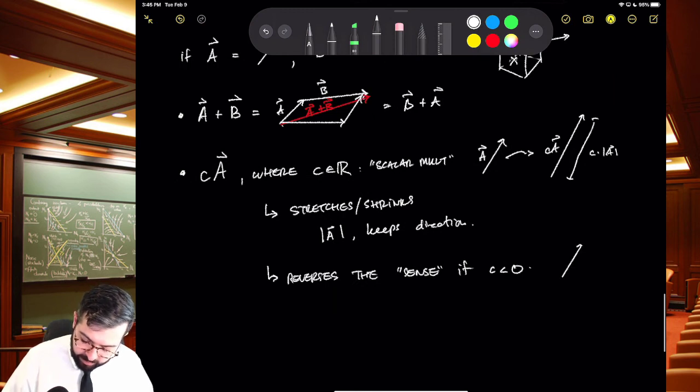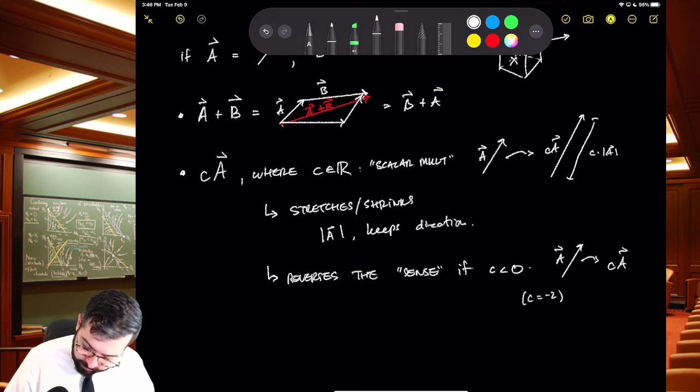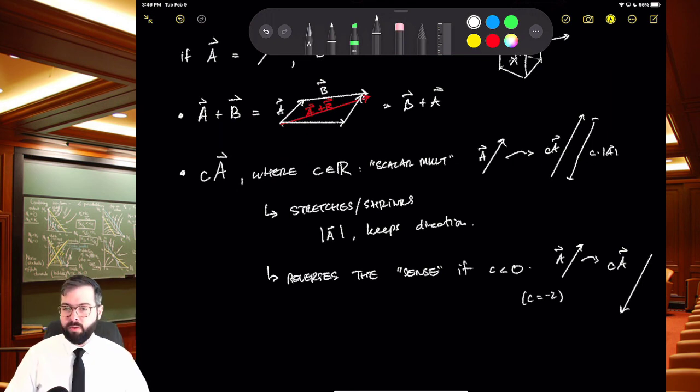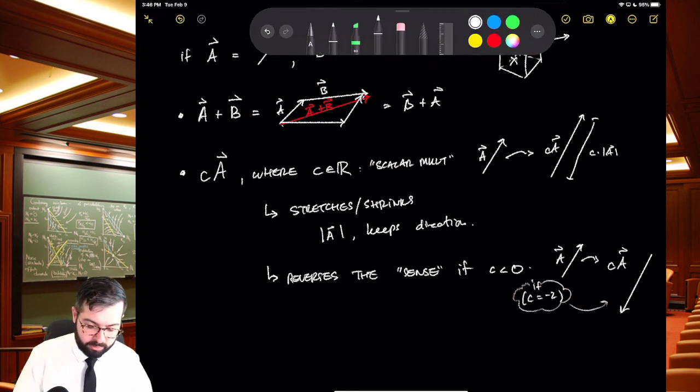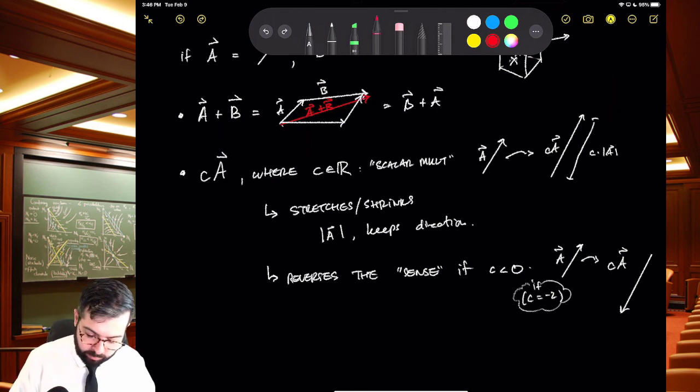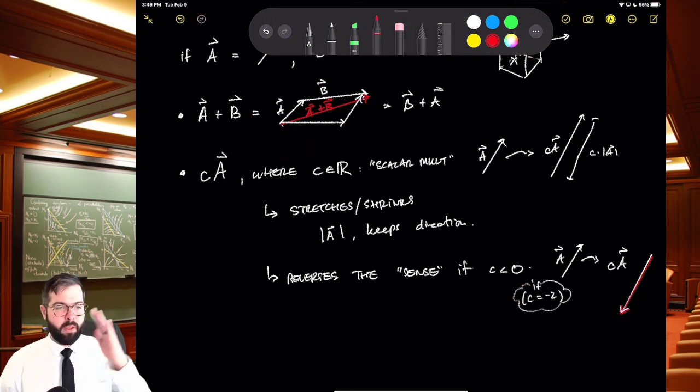All right, so if I have A is like this, then CA, if C is like -2, let's say, then I should have a vector the length of 2 times A, but now it's pointing in the reverse direction. Shouldn't use too many arrows when we're talking about arrows, so I'll delete that one. All right, so it flipped the sense. So it's still parallel to its original direction, but it's running in the opposite way.